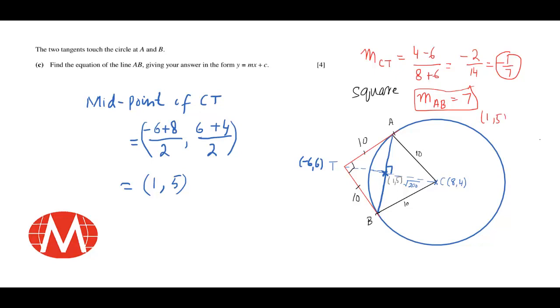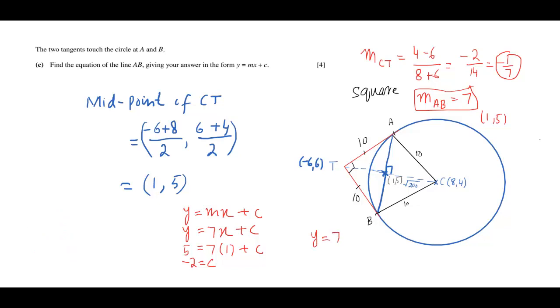So the equation of the line will be y = mx + c, and m is 7, so y = 7x + c. Just plug in this point (1, 5): 5 = 7 × 1 + c. So 5 minus 7 is minus 2. So c is minus 2. So the final equation of line AB is y = 7x - 2. This is the equation of line AB. Student, hope you understand.